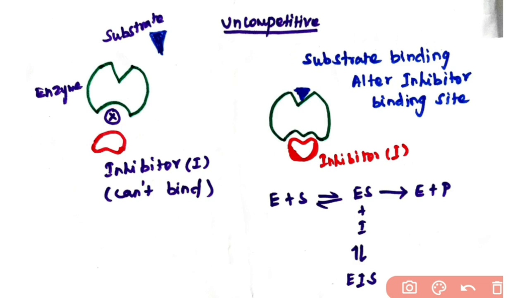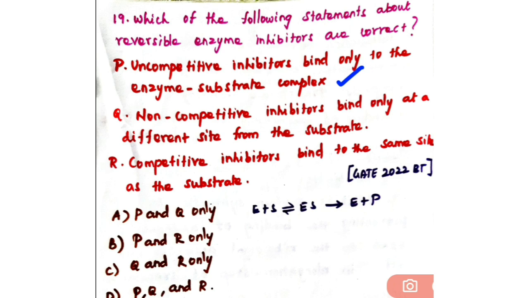This is your inhibitor binding site before your substrate binds with the enzyme. After your substrate comes and binds with the enzyme, there will be a conformational change in the inhibitor binding site. So inhibitor can only bind with the enzyme substrate complex in uncompetitive inhibition. So the first statement is correct.